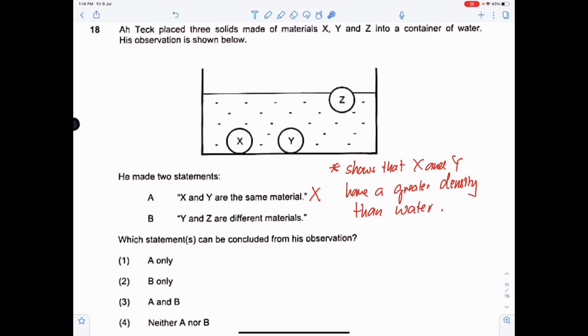Now, next, Y and Z are different materials. That we can be sure. Because they are different materials, that's why they have different density. And in this case, we can see that Z is less dense than Y. That's why it floats. Okay? In fact, it's probably less dense than water. That's why it's floating. So definitely this is correct. So your answer would be number 2.